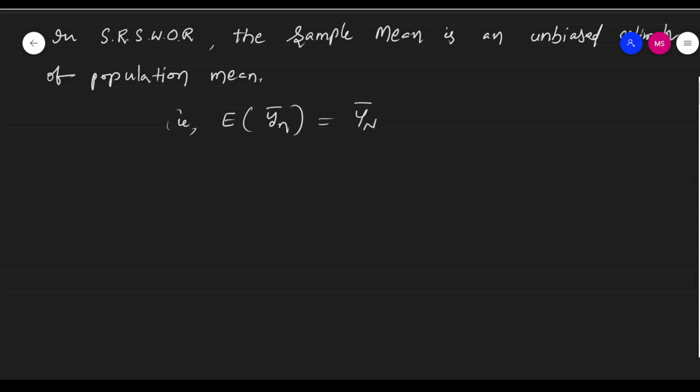Expectation of a statistic being the same as the parameter is called unbiasedness. So small yn bar, the sample mean, is a statistic. Expectation of small yn bar is equal to capital N bar, the parameter. So expectation of small yn bar is equal to capital N bar.